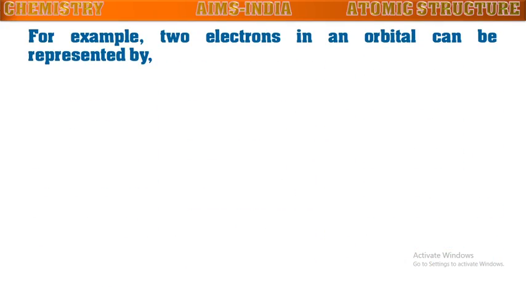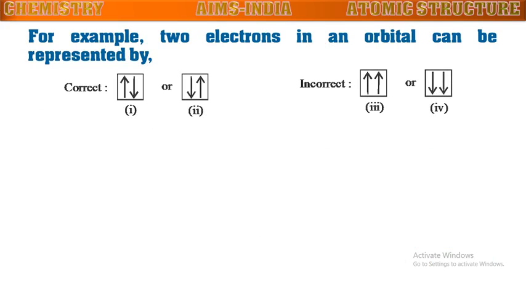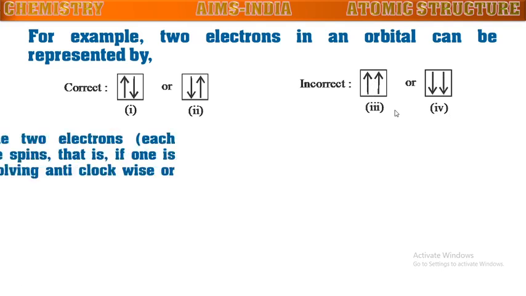For example, 2 electrons in an orbital can be represented by these diagrams here. This is a correct way. Either one should be in the positive spin and the other with the anti-clockwise or negative spin. So these 2 might be correct. Here, one more way is shown: the 2 electrons in an orbital with the same directional spin, meaning both positive spin or both negative spin. These 2 are incorrect.